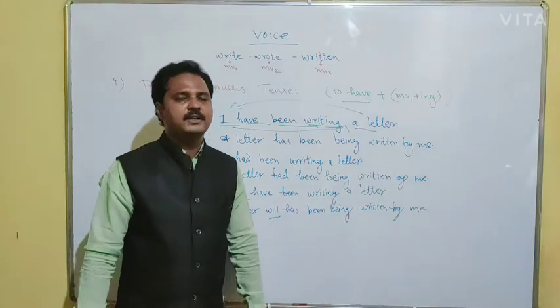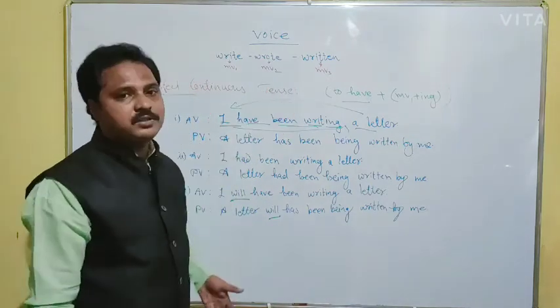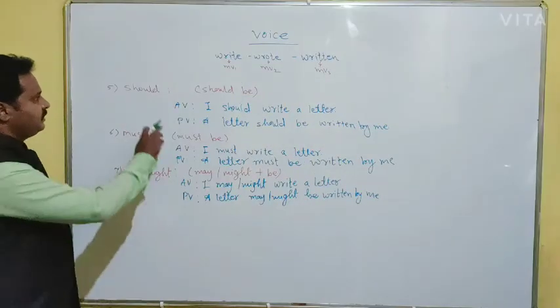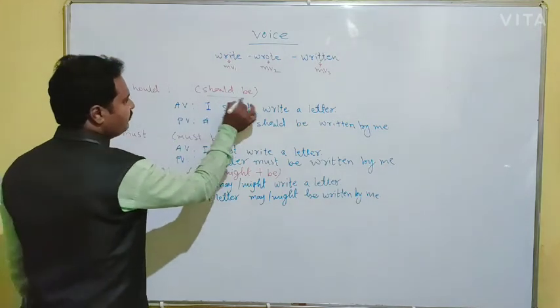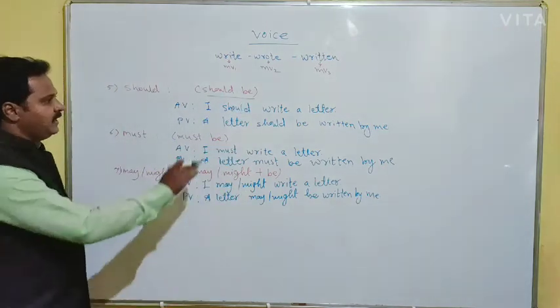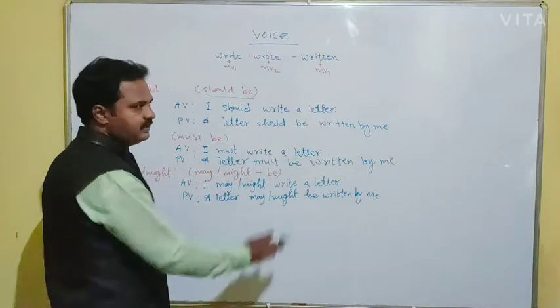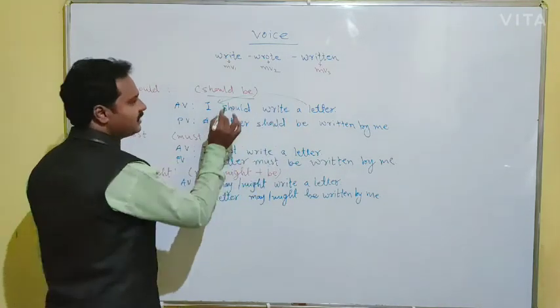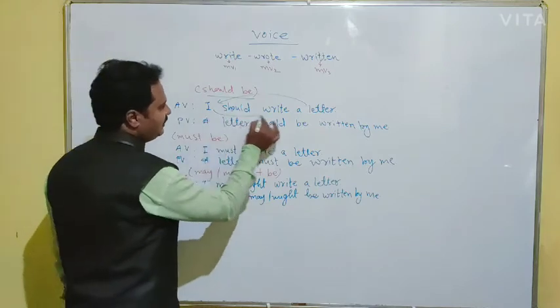Simple form is there. Now we will see using some modal auxiliaries with this one, making active to passive voice. Modal auxiliaries in voice form. Should: here we have to use should plus be. Example, I should write a letter. Simple. A letter becomes the subject here.